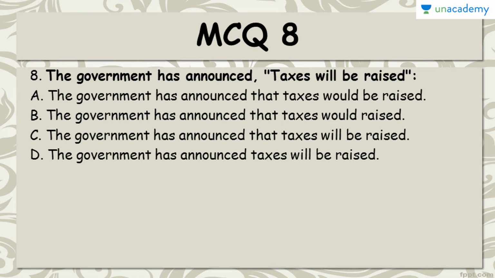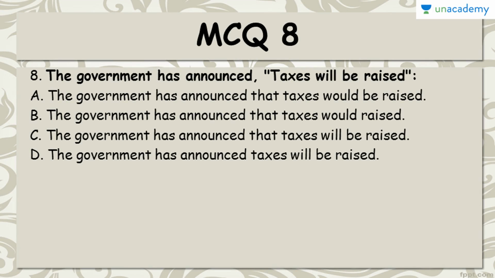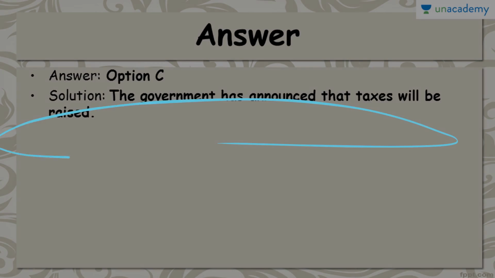So we can see has announced has been used in all sentences. In this case, that has to be used. We already know it, that has to be used. So we will eliminate option D. Taxes would be raised, that could have been correct, but again we will not use would in this case. Would is not to be used. We'll simply say will remain will only, and therefore option C, that is the government has announced that taxes will be raised, is the correct form. There will be no change in this case.